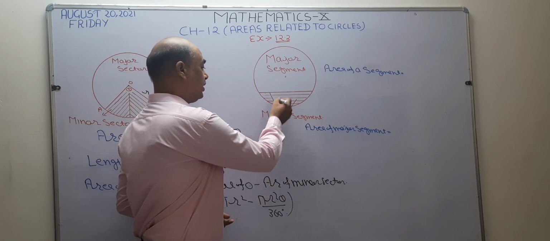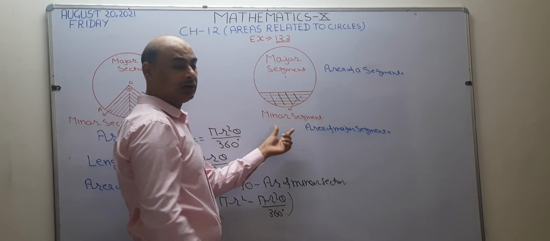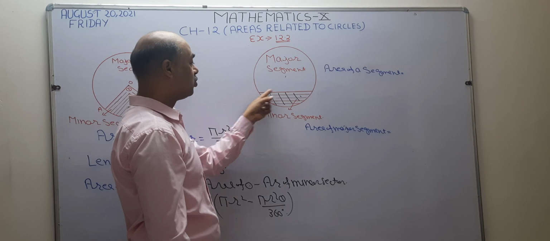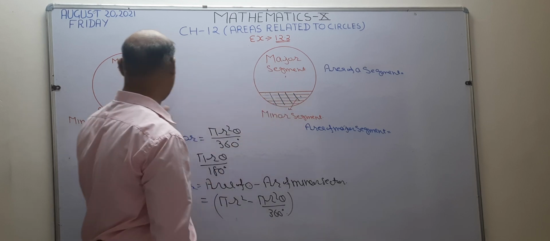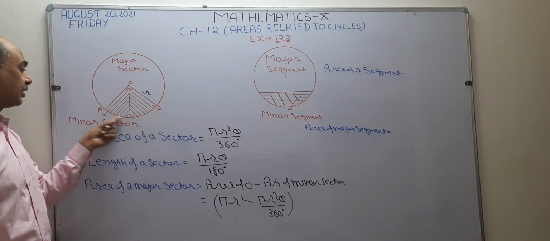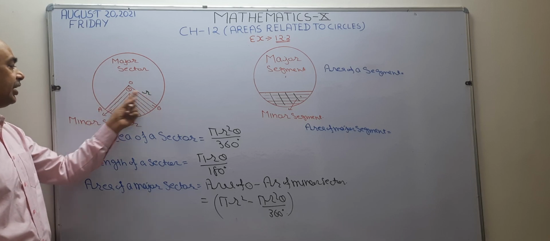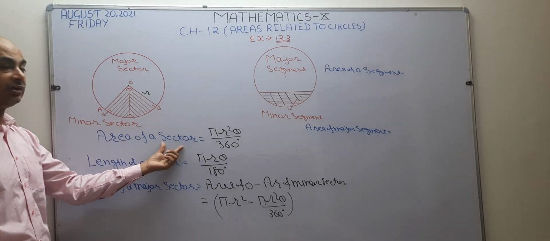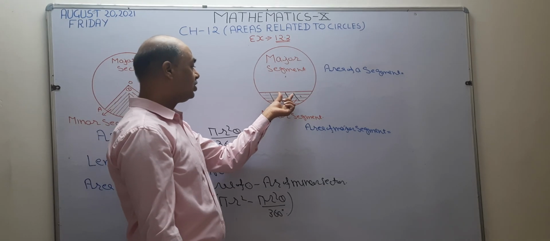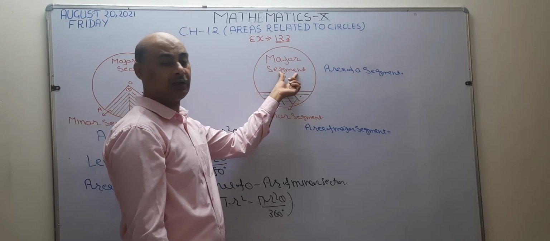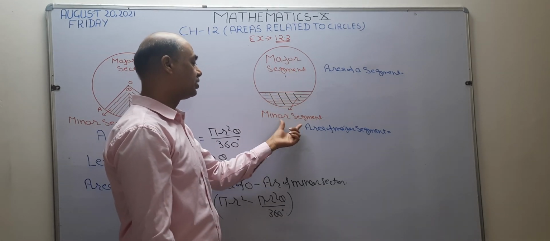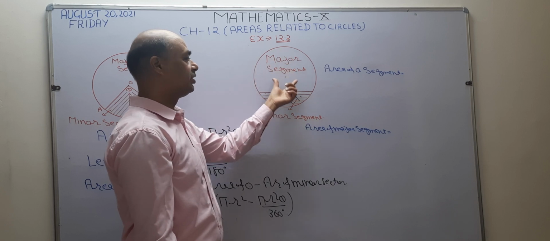Now this is segment. This is minor, so this becomes a minor segment. Now segment is enclosed by chord and this arc length. And this sector is enclosed by arc length and the radius. Radius and arc length is going to make sector. And this arc length and this chord is going to make a segment. Since this is a minor, so this becomes minor segment. And this is a major, so this is a major segment.